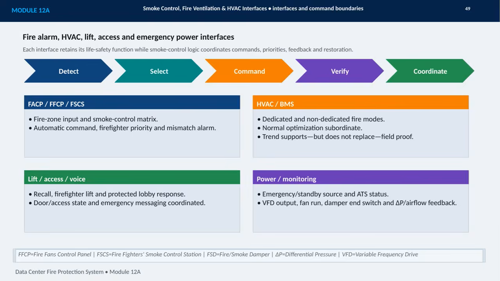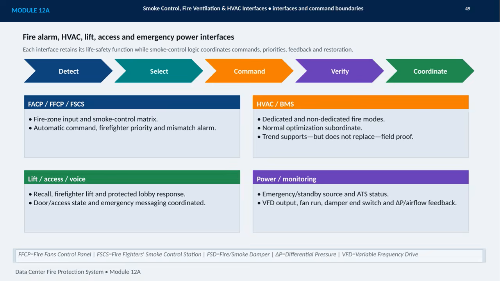This slide focuses on the interfaces and command boundaries that connect smoke control with the broader fire protection system. The central idea is that every connected system retains its own life safety function, while smoke control logic coordinates how commands are issued, prioritized, verified, and restored. The sequence is detect, select, command, verify, and coordinate.